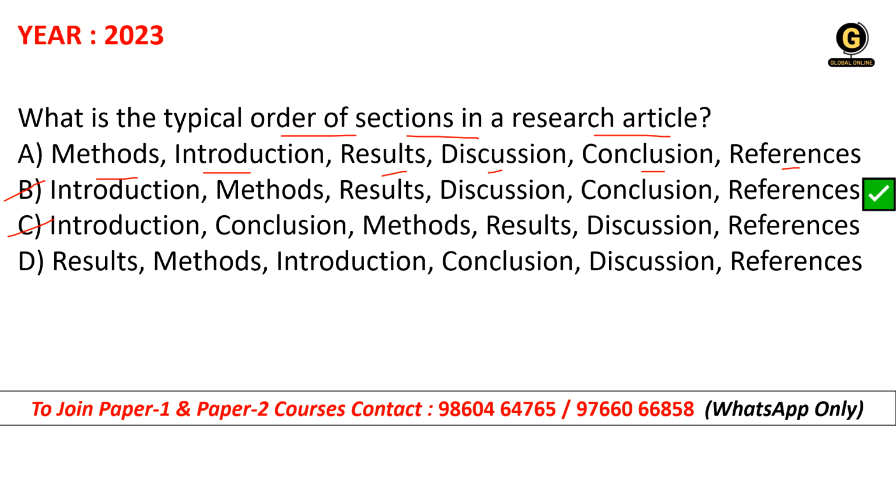So right answer is option B. Okay, right answer is option B, firstly introduction, then methods, results, discussion, conclusion and references. Okay, that is the typical order of sections in a research article.